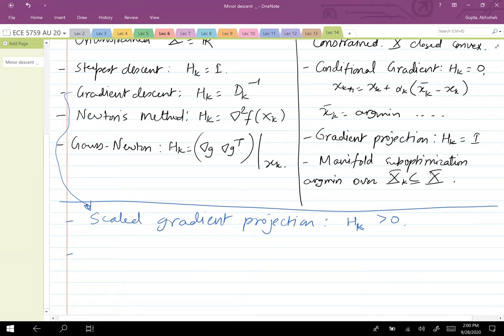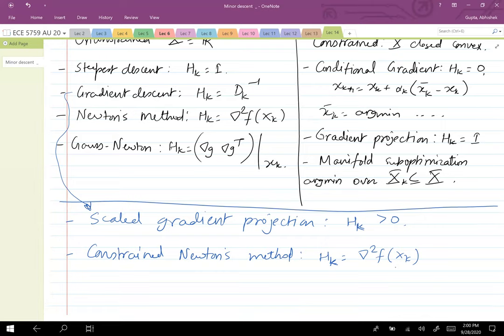And then of course constrained Newton's method, where H_k, as you might guess, is the second derivative of the function f at x_k. Okay. And this is the constrained version of the Newton's method.